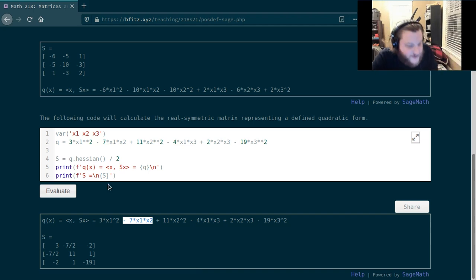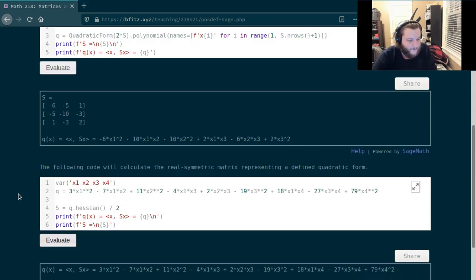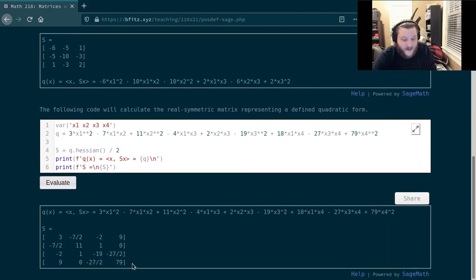And again, you can mess around all you want with this. Let's say you had a quadratic form on like 4 variables. You'd have to initialize the 4th variable, and maybe you want to add some terms here. Plus 18 times x1 times x4 minus 27 times x3 times x4 plus, I don't know, 79 times x4 squared. If I evaluate now, this gives me the real symmetric matrix corresponding to my new quadratic form.